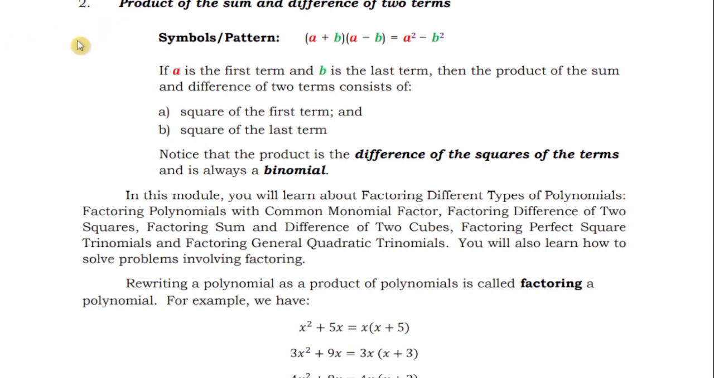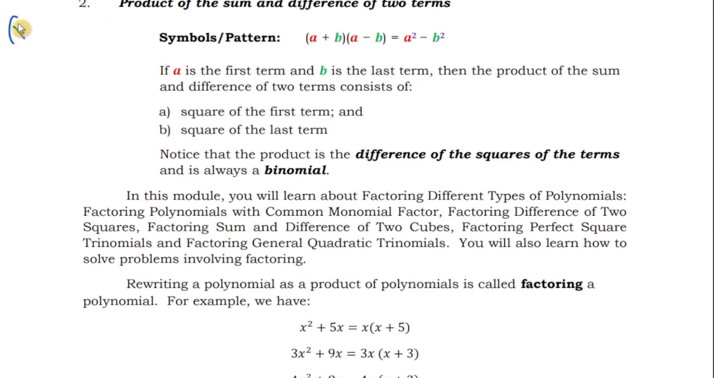Okay, for instance, we have here x plus 1 times x minus 1. This is minus 1. So we have the square of the first. The first term of the first factor and the first term of the second factor are the same, and the other one is 1. So the square of the first minus the square of the second, and we have here x squared minus 1.